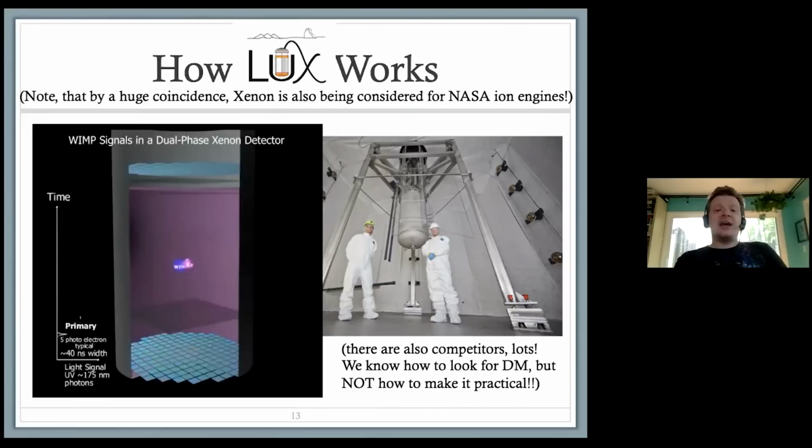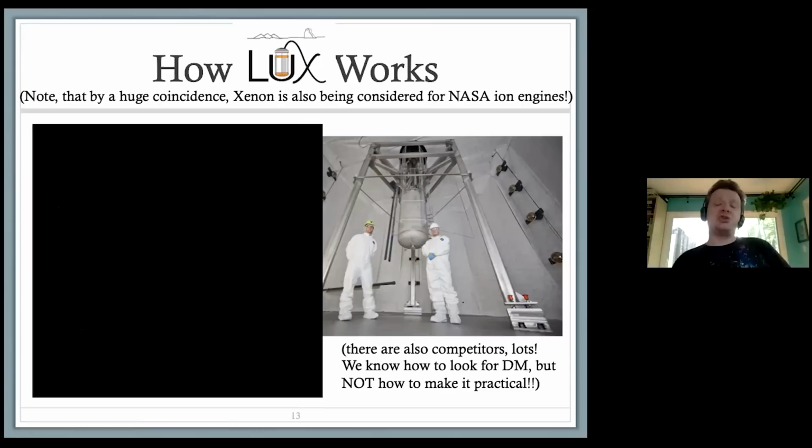But then you don't just have a flash of light, you also have electrons that are completely loosened and liberated, and then dragged by the electric field up to the top, where in the gas phase, they produce a second flash of light. So the time between the two flashes of light gives you the depth, the hit pattern tells you the radial position, so you have 3D position reconstruction. And the amount of light generated tells you the energy of the interaction. So that's the basic principle.